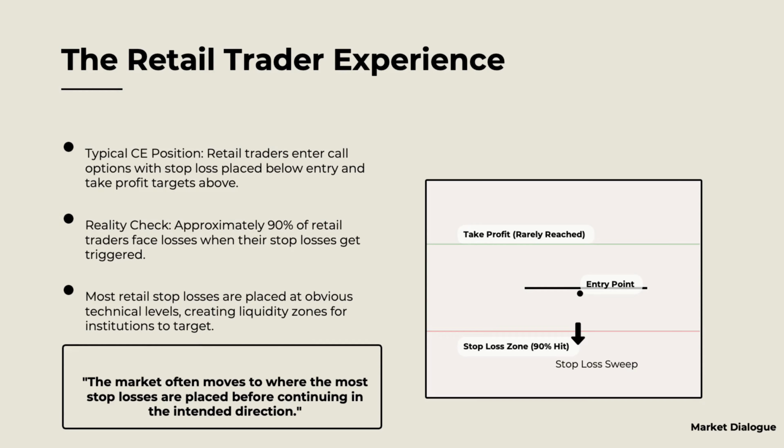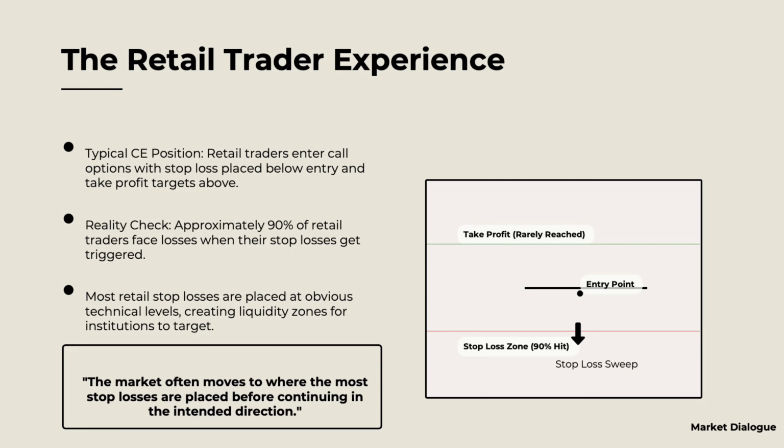Why? Because most retail traders place their stop losses at the same obvious technical levels: below recent lows, below support zones, below round numbers. And here's the thing, institutions understand that; retail doesn't. Those stop loss clusters represent liquidity. When price dips down to sweep those stops, it triggers a flood of sell orders. Those orders fill institutional buy positions at favorable prices. The quote on your screen says it perfectly: the market often moves to where the most stop losses are placed before continuing in the intended direction. Your stop loss isn't just protecting your capital, it's also advertising where institutions can find liquidity.